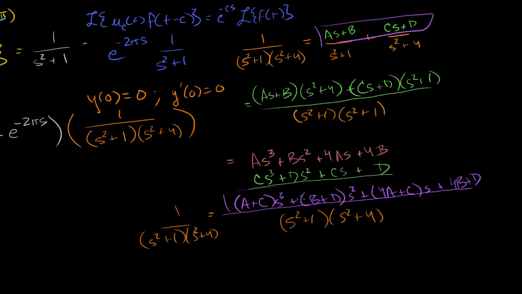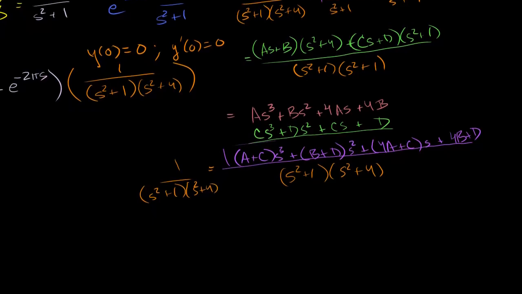And then you just pattern match on the coefficients. This is all just intense partial fraction expansion. And you say, look, a plus c is the coefficient of the s cubed terms. I don't see any s cubed terms here. So a plus c must be equal to 0. And then you see, okay, b plus d is the coefficient on the s squared terms. Don't see any s squared terms there. So b plus d must be equal to 0.